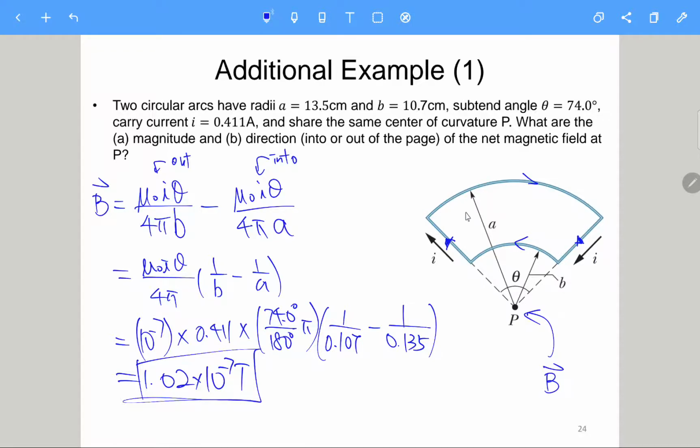And actually, I'll also ask you the direction, and the direction should be out of the page, because this part generates the B field out of the page, and this part generates the B field into the page. However, this one is larger. So this is out of the page.